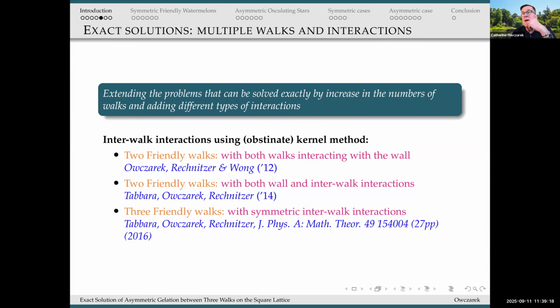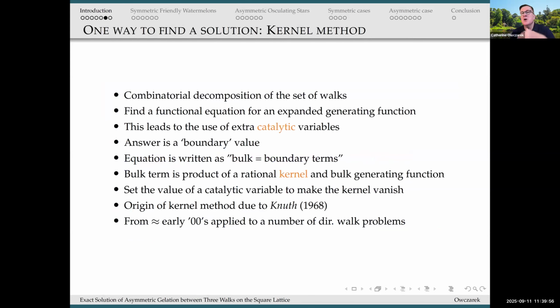So my collaborators, Andrew Rechnitzer from the University of British Columbia, and various students of ours looked at two friendly walkers interacting with a wall, and two friendly walkers with two types of interaction, interwalk interactions and wall interactions. And then what I talked about in 2015 was three friendly walkers with symmetric interwalk interactions, and that appeared the next year. What I'm talking about today is that we tried to generalize that in various different ways, and this is one way we tried to generalize it, and it's taken us 10 years to get anywhere, really.